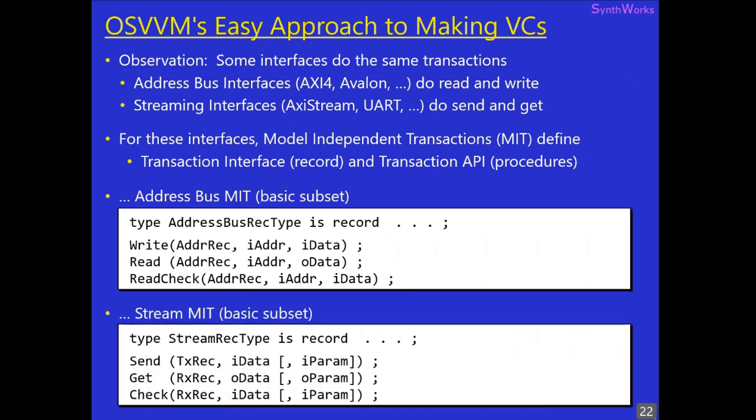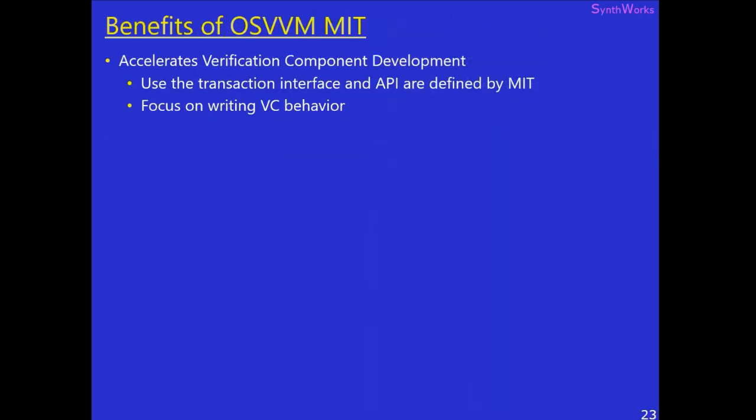And we do the same thing. We create a record for it, and then we have our transactions layered on top of that. Okay, so why do we do this? Well, we cut out two of the steps that would normally be associated with the verification components. And then you can focus on just writing behavior.